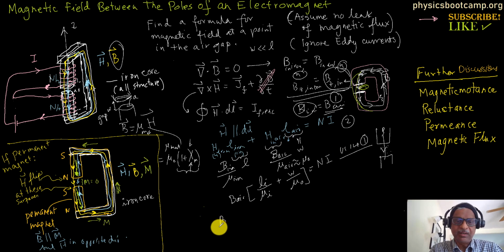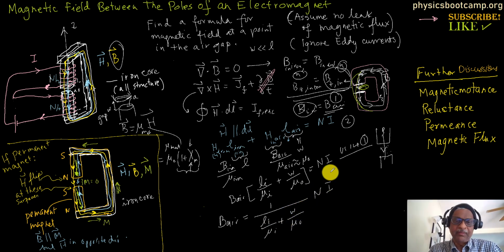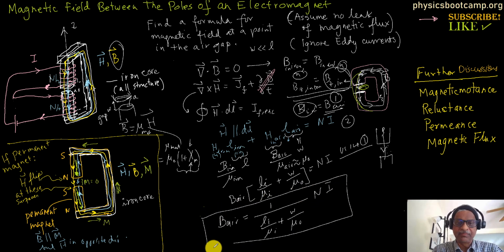So the B air is equal to this whole thing, Li over mu I plus W over mu 0 times Ni. So this is the answer. You can of course simplify this, right? Mu is very big. Usually this will be close to 0 compared to this, and this is the only one that will survive.